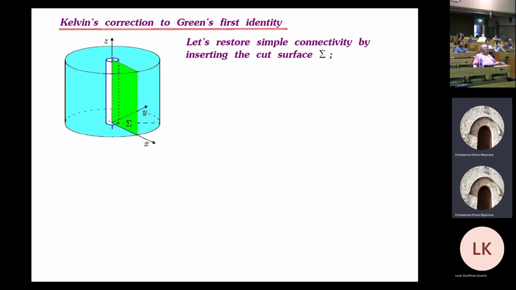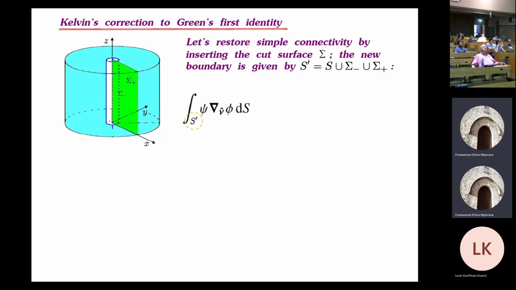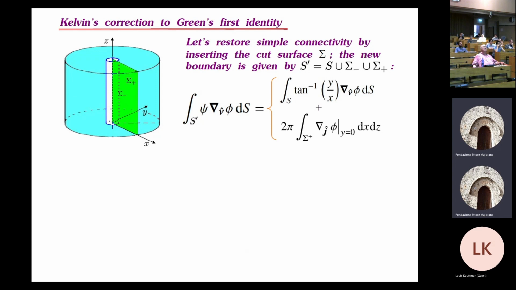And then he offered his theory a month later. We are in December, January 1869. Anyway, okay, so let's restore simple connectivity by inserting the cut surface sigma. And the new boundary is given by these two sides of sigma now, plus S. Okay, so if we compute this term, we can check that we have this term, okay, fine. And then we have this other term, and this is due to the fact that we have to consider the two sides' contribution to the new boundary.